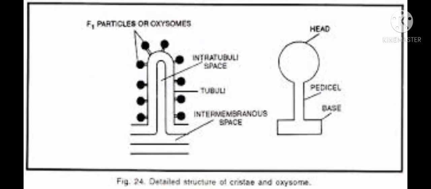So for the synthesis of ATP molecule, the ETS is a very important site, that is in the F1 portion. The ATPase enzyme, known as ATP synthetase, is present in the head region. So for the synthesis of ATP, the ETS is very important, and the ATPase enzyme is present in the head of the oxysomes. These F1 particles, the oxysomes, are present on the inner membrane of the mitochondria.